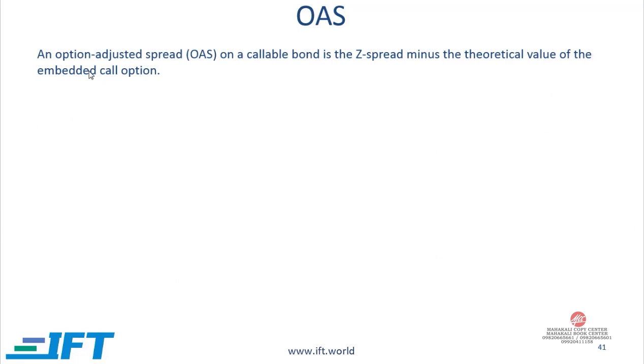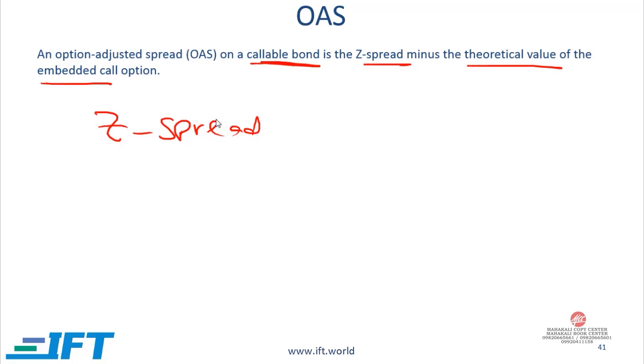All right, next point. An option adjusted spread on a callable bond is the Z spread minus the theoretical value of the embedded call option. So if you think about the Z spread, this is the spread over the benchmark. If the benchmark is the government bond, then what is it that the Z spread is compensating you for? In our last example, it was about 2.34%.